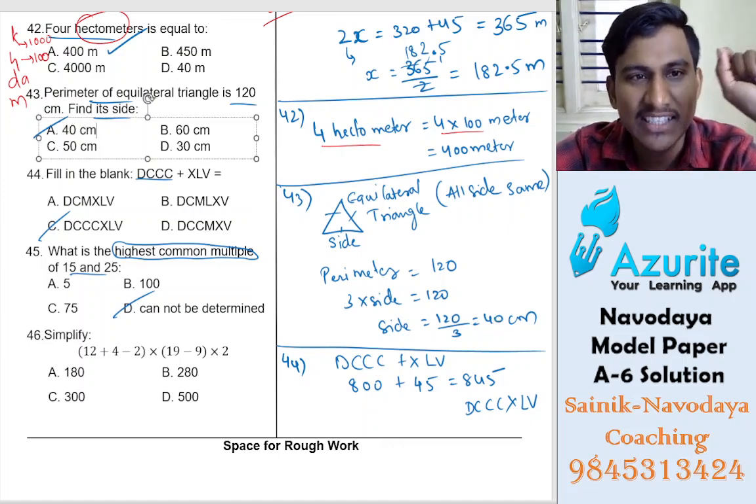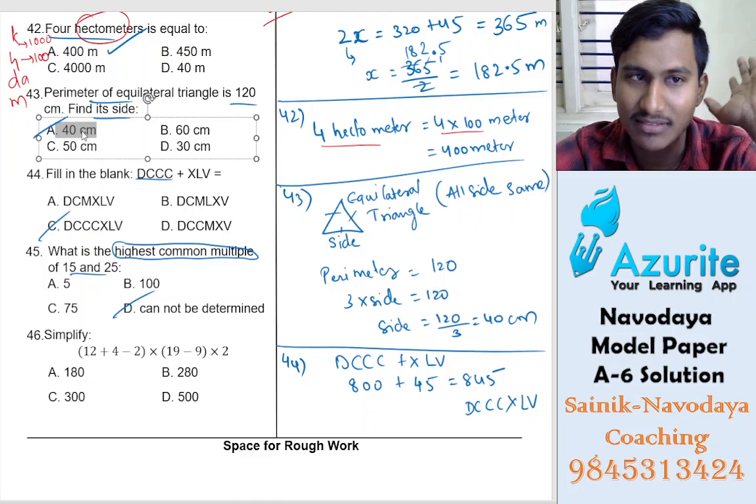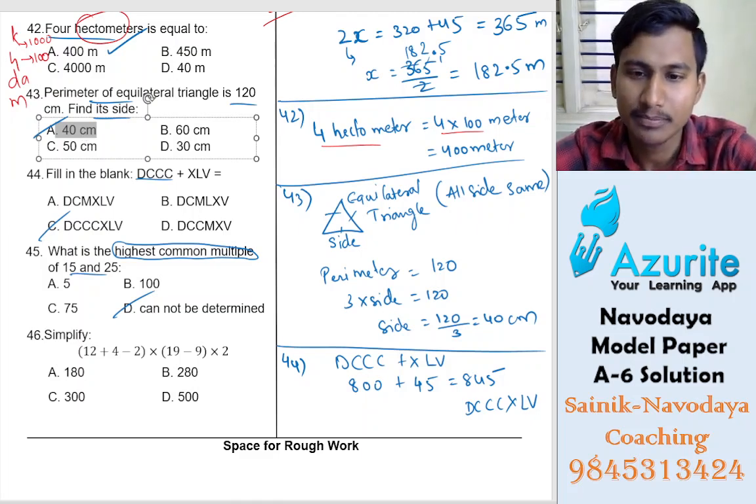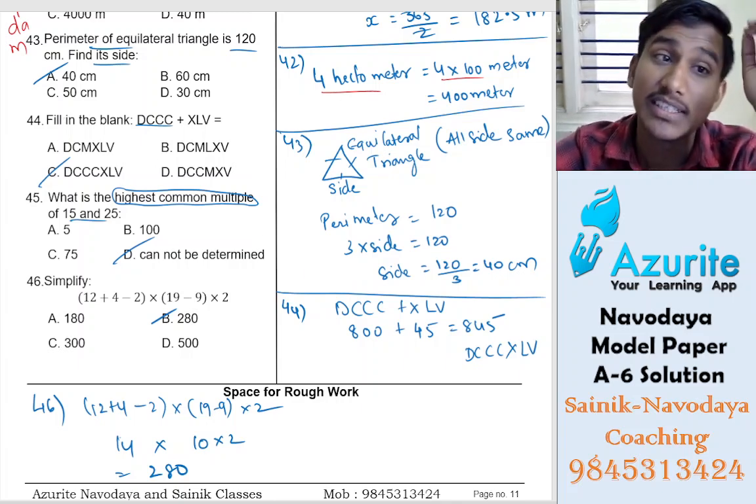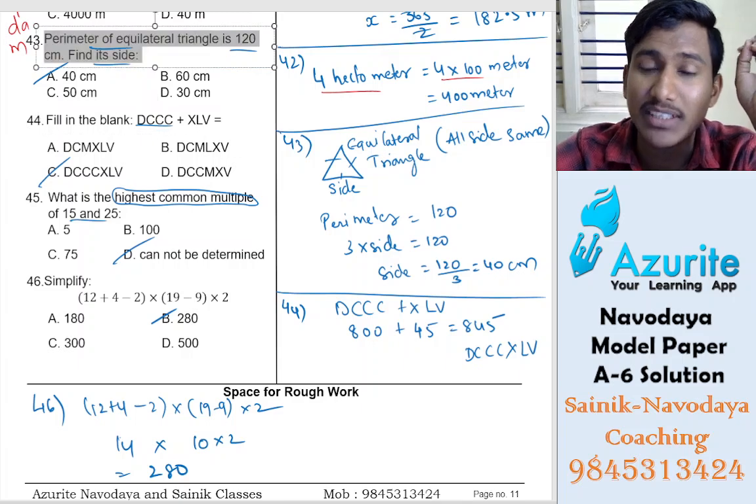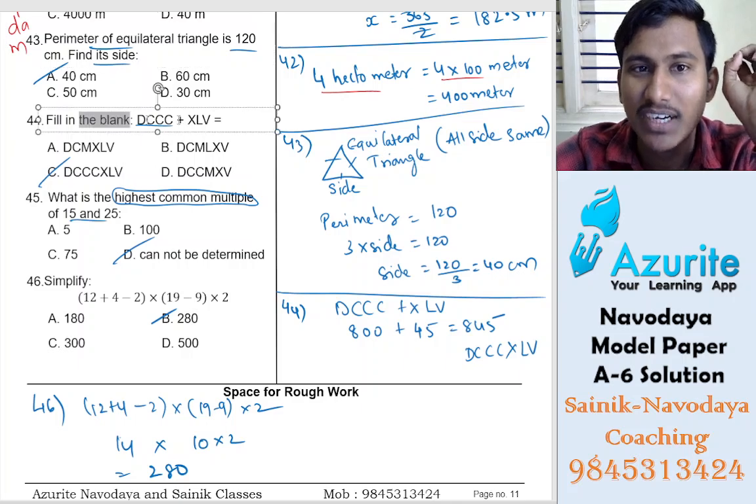All the sides of a triangle are the same, meaning 3 sides, so 3 times the side is 120. That is the answer. You can go with the options also. Understood? Okay, let's go next. Here this is 40 meter because equilateral triangle means all 3 sides will be equal. Okay. Next, fill in the blank.